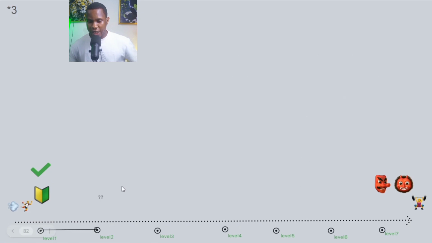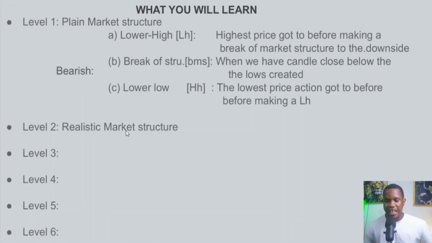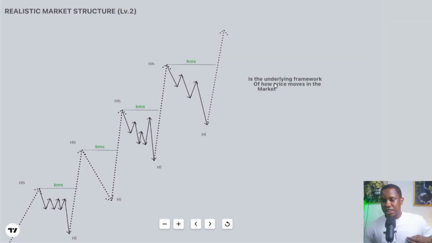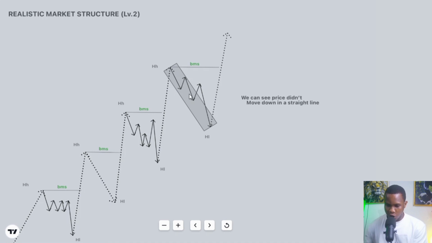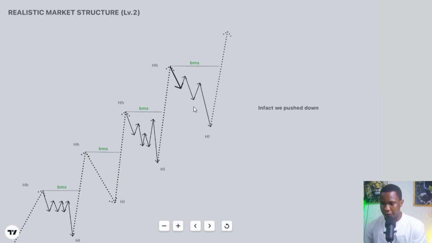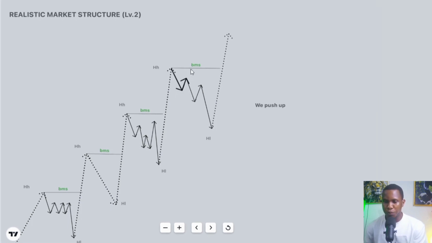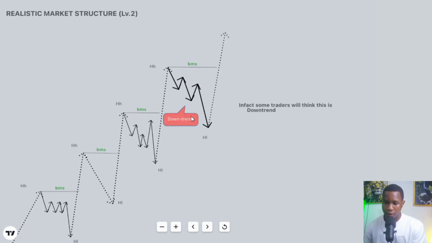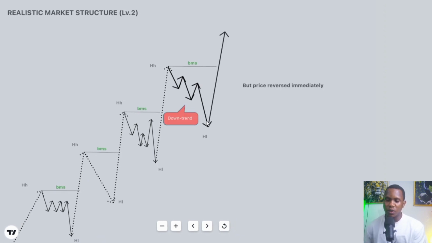So the second level you need to attain to master market structure is what? Realistic market structure, which is the underlying framework of how price really moves in the market. It is the realistic way price action moves in the market. We can see that price action didn't just move down in a straight line. In fact, we pushed down, we pushed up, we pushed down again. Some traders would think that this is a downtrend. But can you see when price action goes to a specific level, it reverses immediately.